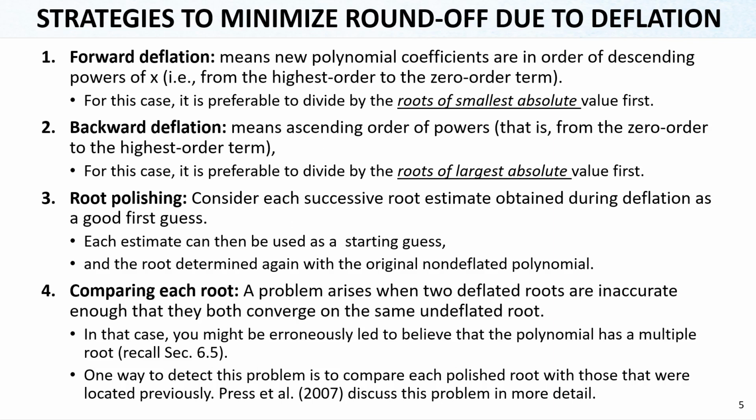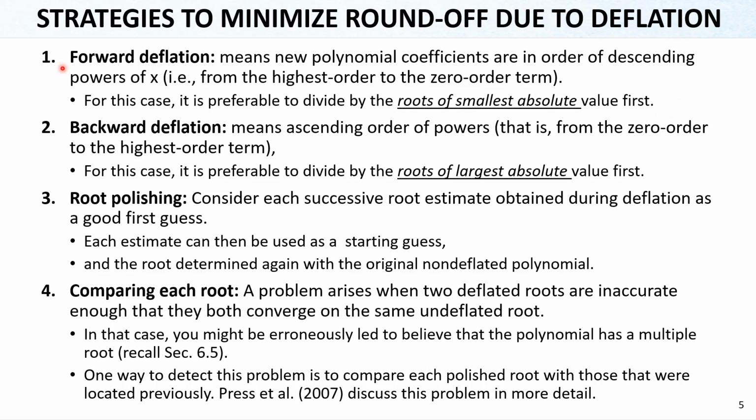We have some strategies to minimize the round-off error due to deflation, and for that we can have 4 different strategies. The first one is forward deflation. This means that the new polynomial coefficients are ordered in descending powers of x, so from the highest order to the 0 order term. In this case, it is preferable to divide by the roots of smallest absolute value first. So this can maybe minimize the round-off error.